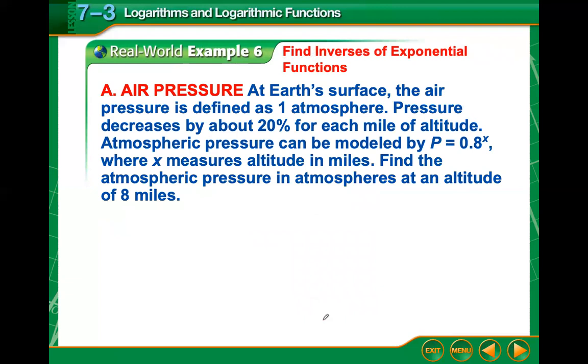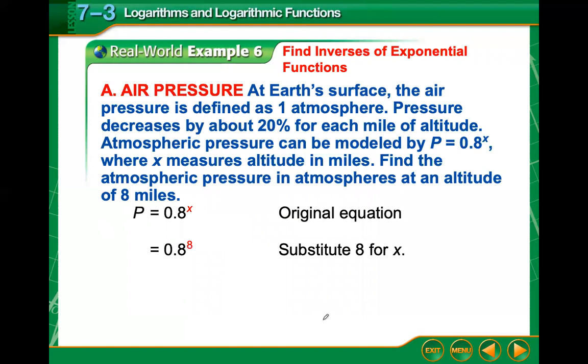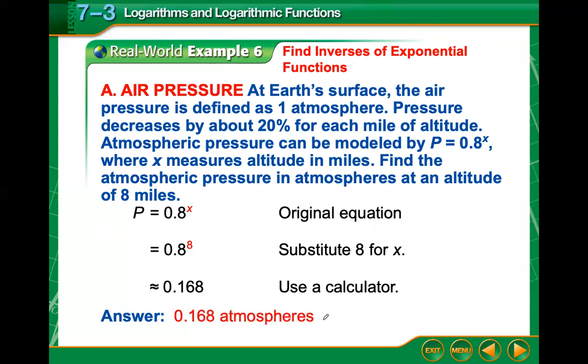So here's a real world example. At Earth's surface, the air pressure is defined as 1 atmosphere. Pressure decreases by 20% for each mile of altitude. Atmospheric pressure can be modeled by P equals 0.8 to the X, where X measures the altitude in miles. Find the atmospheric pressure in atmospheres at an altitude of 8 miles. So we have our original equation, and we're going to substitute 8 for X, and we get 0.168. So that is our answer.